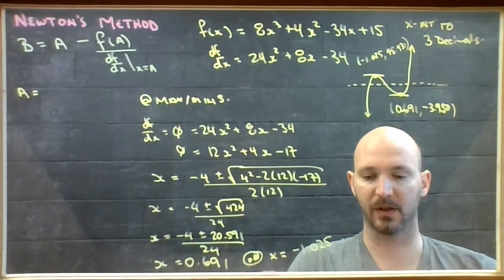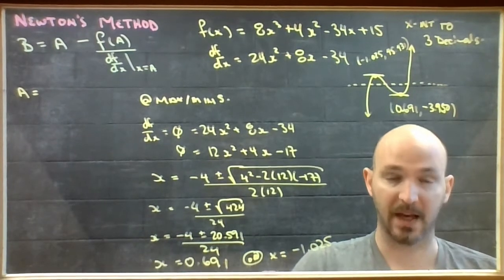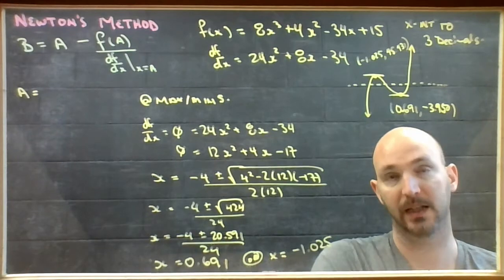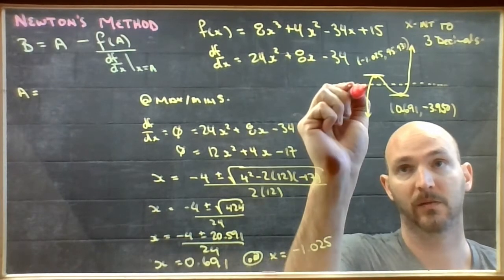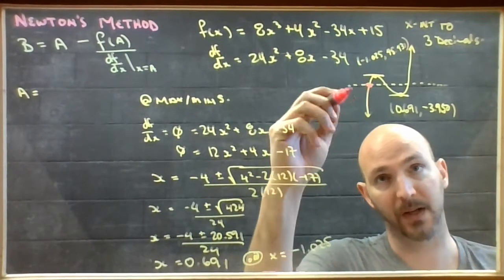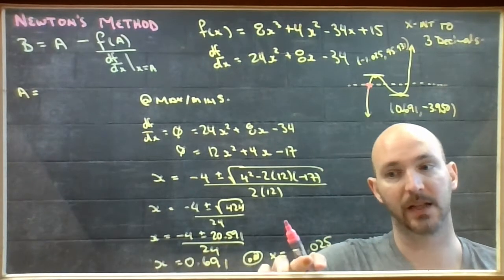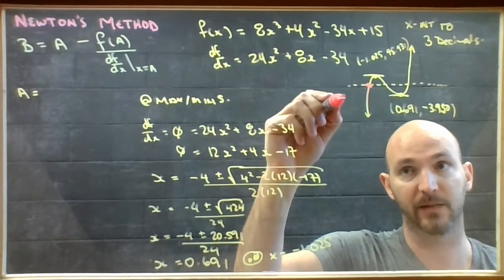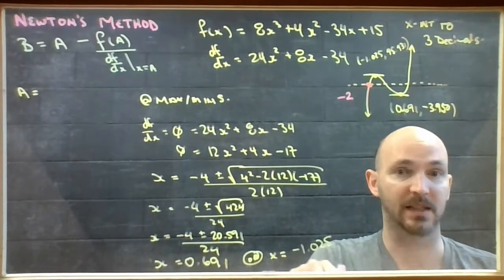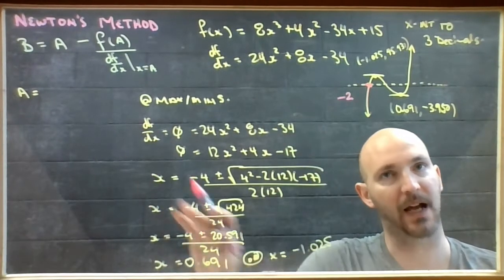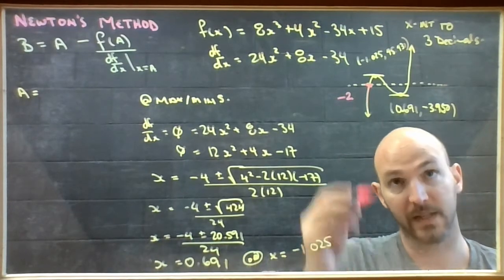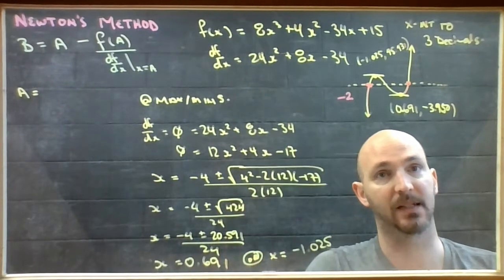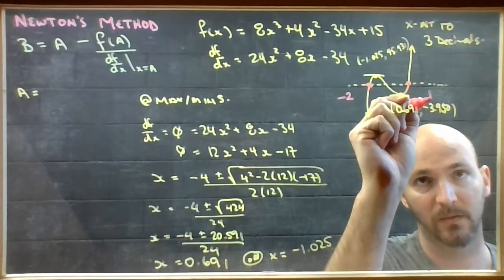All right, so we have 3 x-intercepts to solve here. One of them is here, and that number is somewhere beyond negative 1.025. So I'm going to guess negative 2. That's not a good guess, it's just a number that's past that. One of these x-intercepts is out here, and so that's a number past 0.691. So I'm going to guess 1.